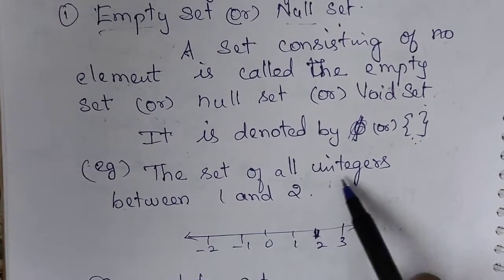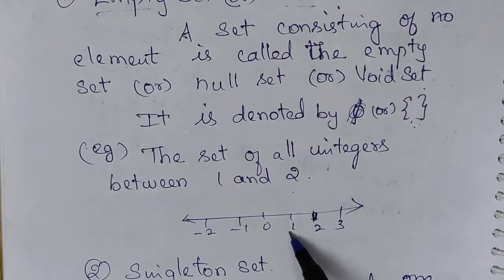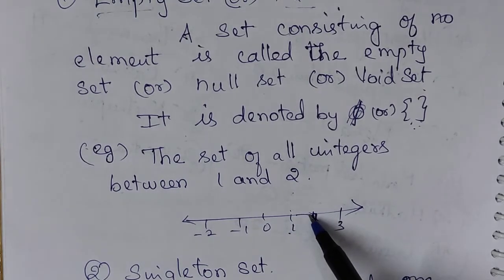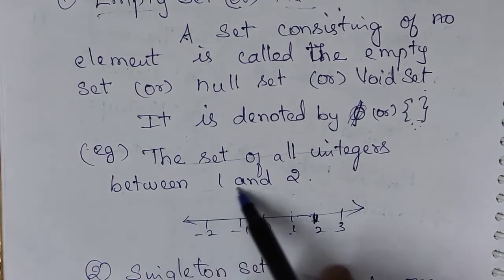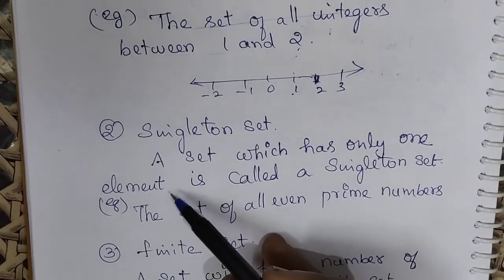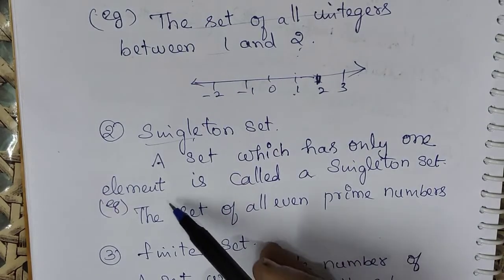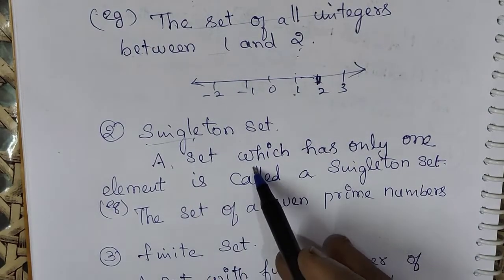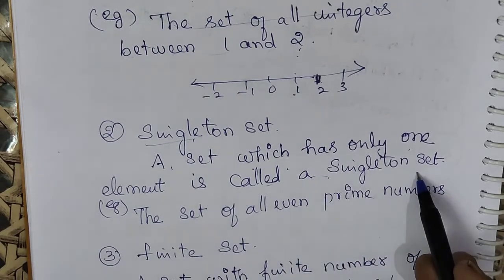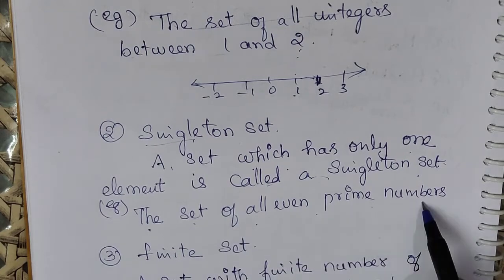Example, the set of all integers between 1 and 2. Obviously there is no integer between 1 and 2, so this is an example for null set. Second one, singleton set. From the name itself, single, it consists of only one element. A set which has only one element is called a singleton set. Example, the set of all even prime numbers.